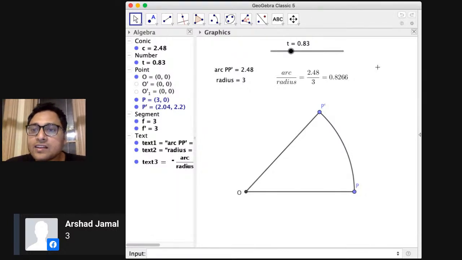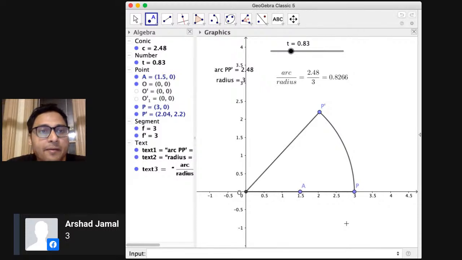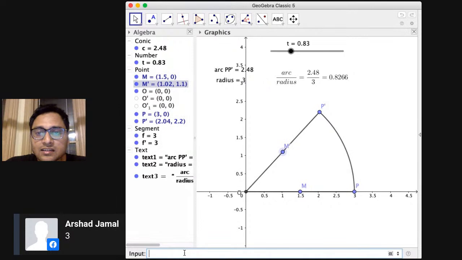What I'll do is open up the axis just for the sake of this. Instead of putting the point at 3, I'll put it at 1.5. I'll rename it as M. And then I will rotate M by T, so I'll get the point M prime here.